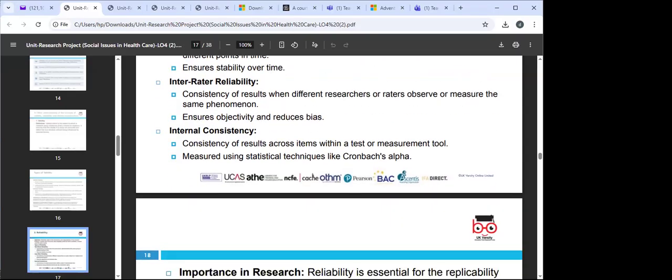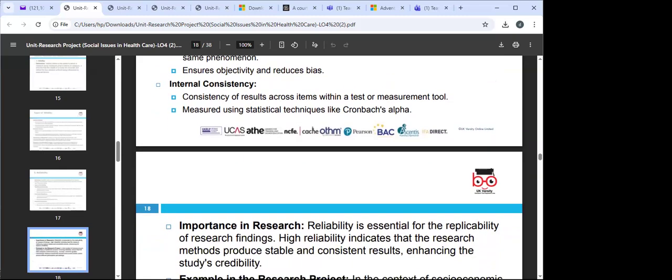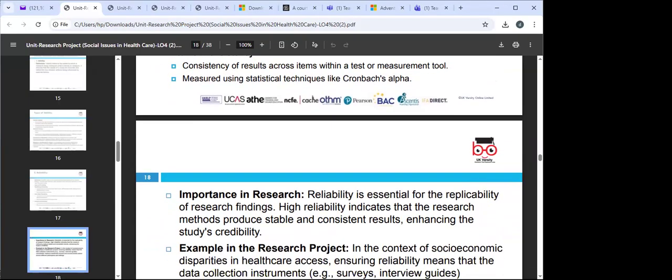Then we have internal consistency: consistency of results across items within the test or measurement tool, measured using statistical techniques like Cronbach's Alpha. You can also use what we call Six Sigma. Six Sigma can be used in checking the test and variables, and also for defects and errors. So Six Sigma is a tool that you normally use in determining the errors and the problems that people face as well.